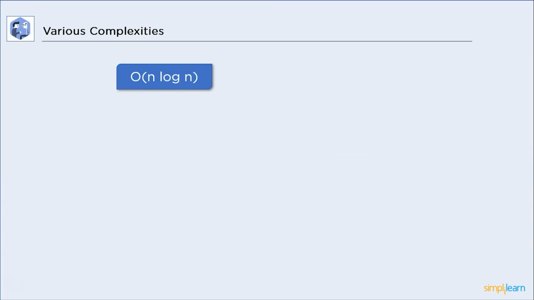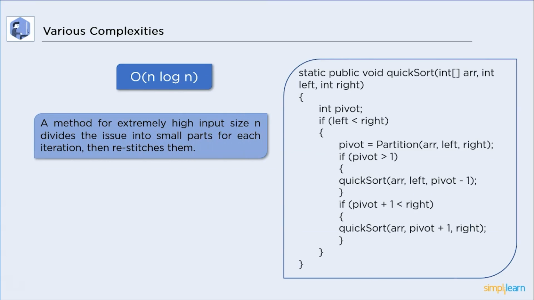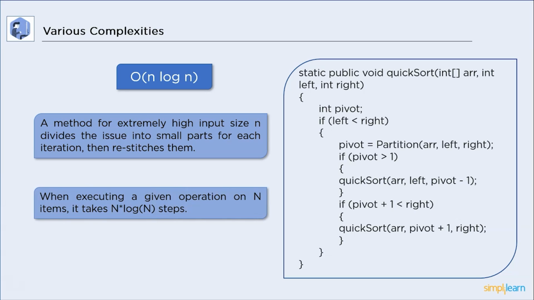Next up, we have n log n complexity. An algorithm with a complexity of big O of n log n, where n is the input size and a really big number, divides the problem into little chunks for each invocation, then takes each of the smallest bits and stitches them back together. To execute a given operation on n items, it takes n log n steps. Typically, a quicksort algorithm shows the properties of big O of n log n complexity.